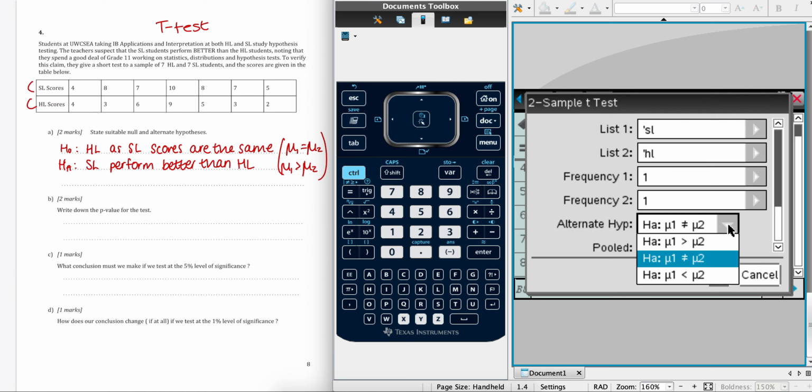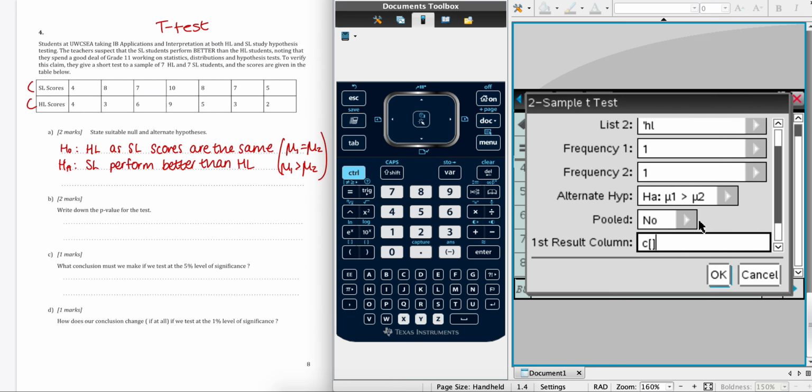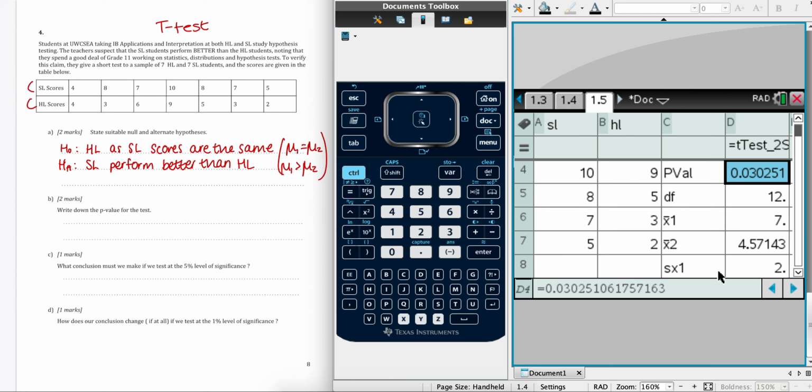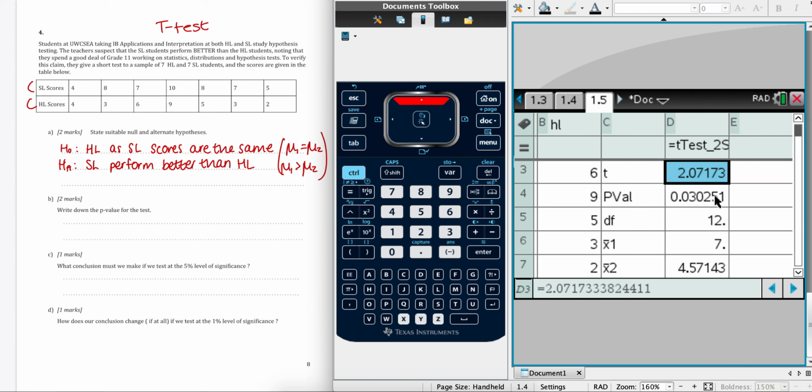The alternative hypothesis is that the SL students do better, and therefore we're taking this option where the first group, the SL, do better than the second group, the HL. And I always need to select yes on pooled. And then I've got my p-value, which is given to me. So the p-value for the t-test is 0.03025. So again, to 3 significant figures, that's 0.030, and then that's going to round up to be 3. So that's my p-value to 3 significant figures.